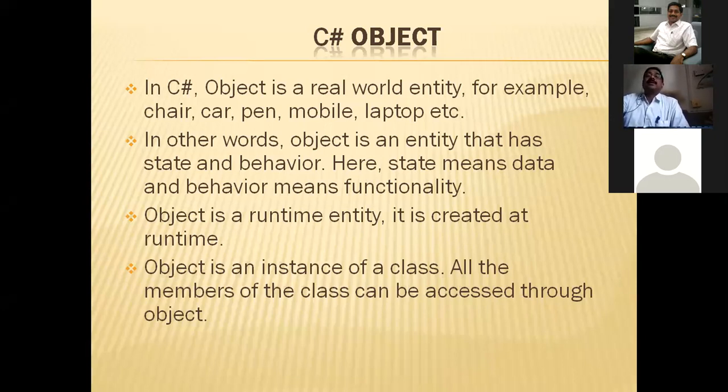So in other words, an object is an entity that has some sort of state and behavior. State means the data and behavior means the functionality. Functionality is the method, and state means the data. Data is the variable or the member of that particular class. So an object is a member.